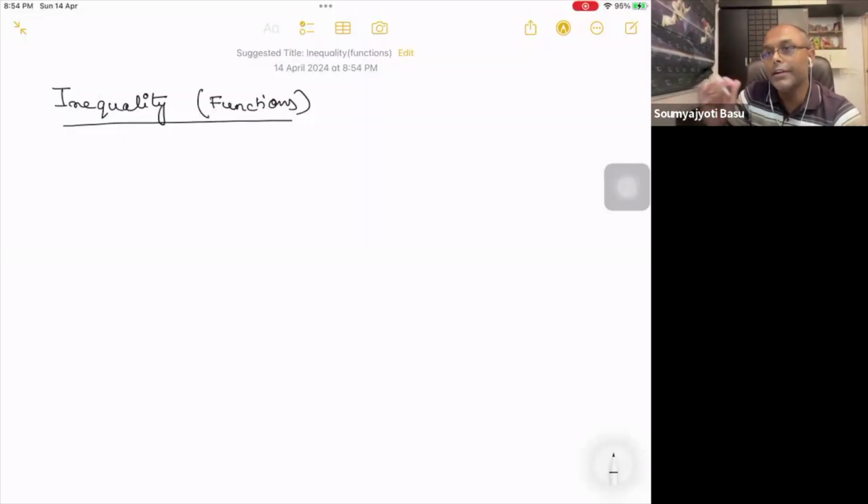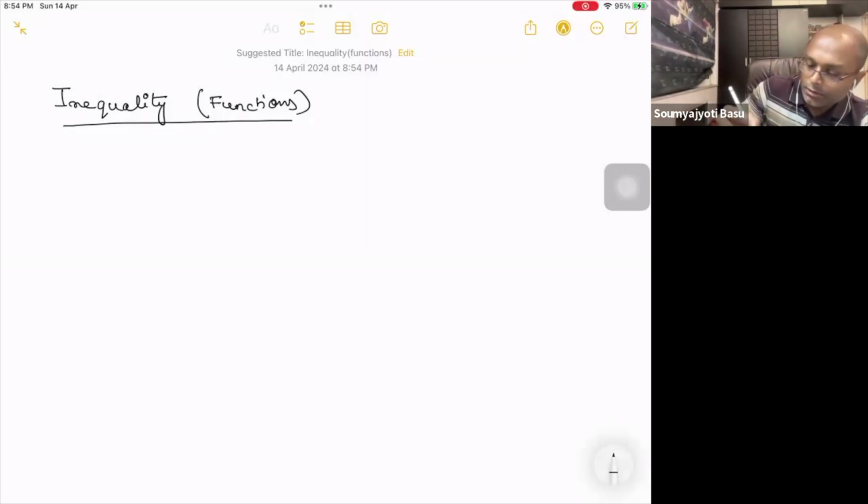Let's take a slightly deeper look into inequality of functions. We would be doing a lot of plots and graphs of functions to explain, okay? So be a little bit attentive. The first case, okay?